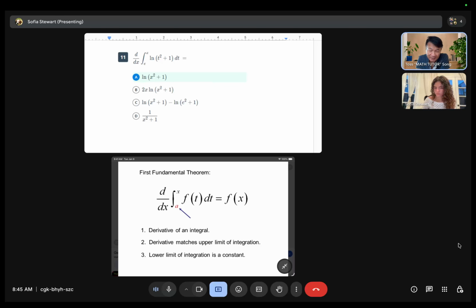Now you may ask, what about the E? Let me answer that. The E for number 11, the lower limit, could be 0, 5, 7, 11, pi. It will still be the same answer, because A is just a constant. That's how this works. They're trying to confuse you, saying you have to use the E for the ln. No, it doesn't have to. It could be any number, still the same answer.